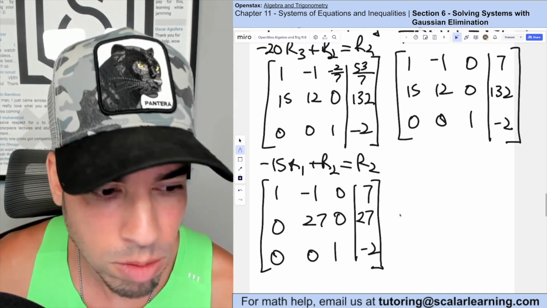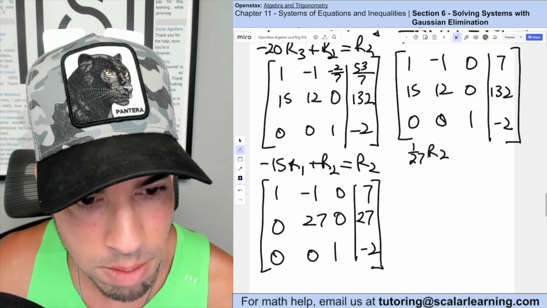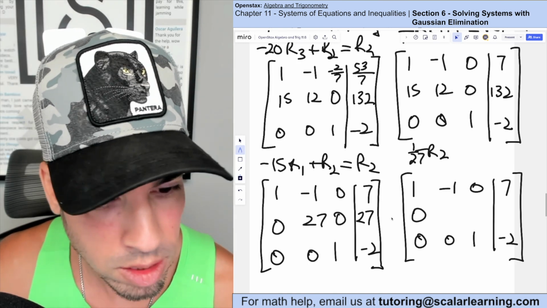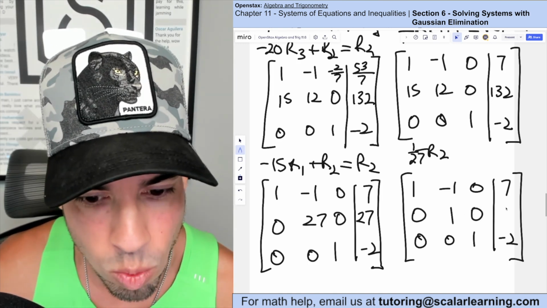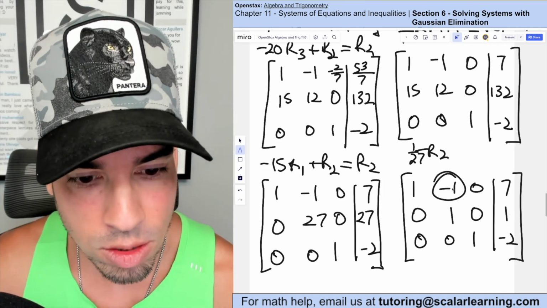All right, now look how great this is. I can literally multiply row 2 now by 1/27th, right? That's going to immediately give me the 1 in the middle. So let's do that now. So that times 0 is 0. That times that is 1. That times 0 is 0. And then that times that is again 1. Look at that. So we got a nice whole number for y. It's also 1.